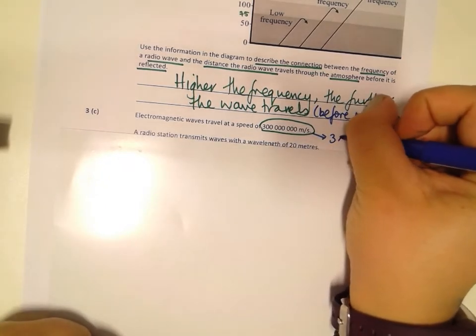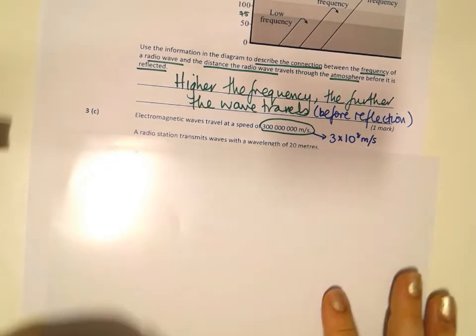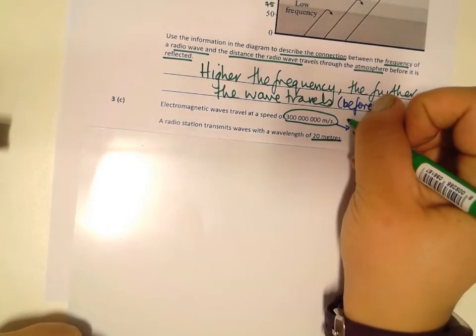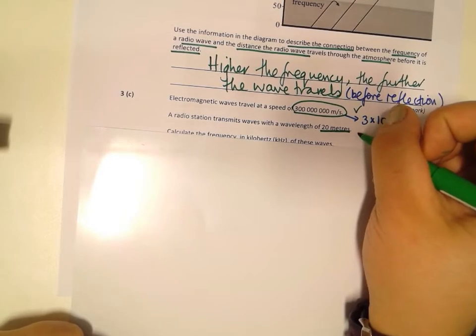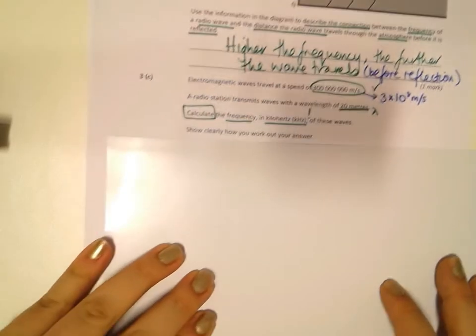Okay, calculation question now. So electromagnetic waves travel at a speed of, and you should know it, in standard form is 3 times 10 to the power of 8 meters per second. A radio station transmits a wave at a wavelength of 20 meters. So this is speed, and remember we use the letter V for speed. 20 meters, we are looking at wavelength. And finally, you are calculating the frequency in kilohertz. Now, it is important that you are looking specifically for kilohertz. Show clearly how you worked out your answer.